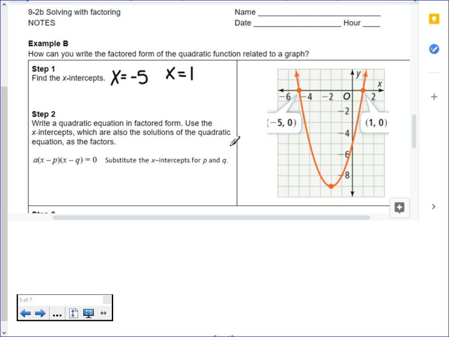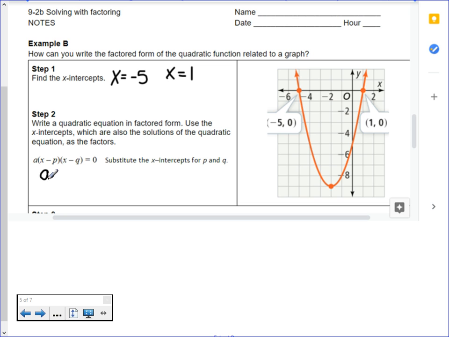Okay. Then they give you this equation right here. It's like a, then parentheses x minus p, and then the other parentheses x minus q equals 0. You substitute your x-intercepts, -5 and 1, for p and for q. So we're going to start by doing that.